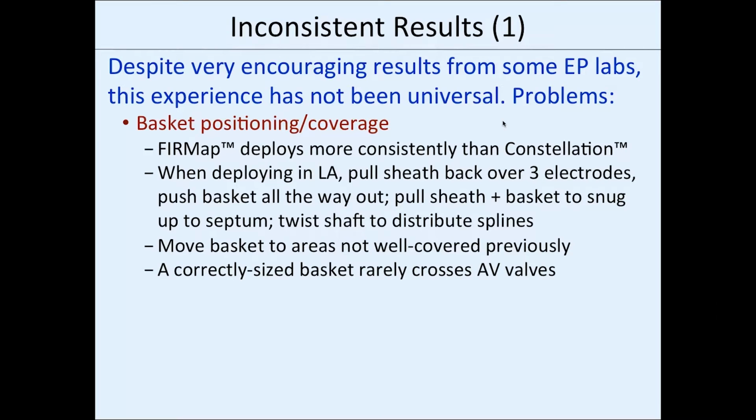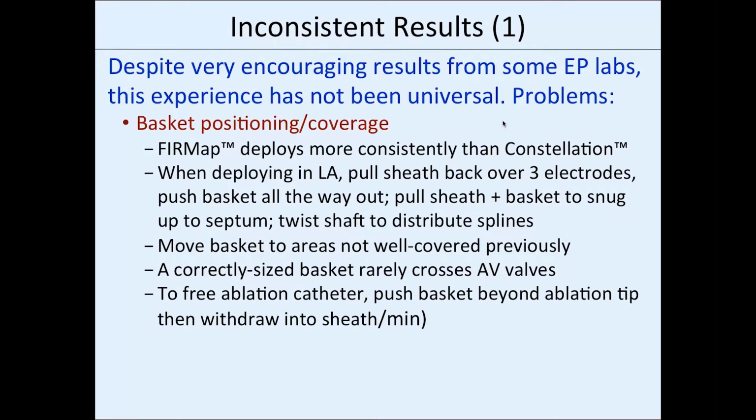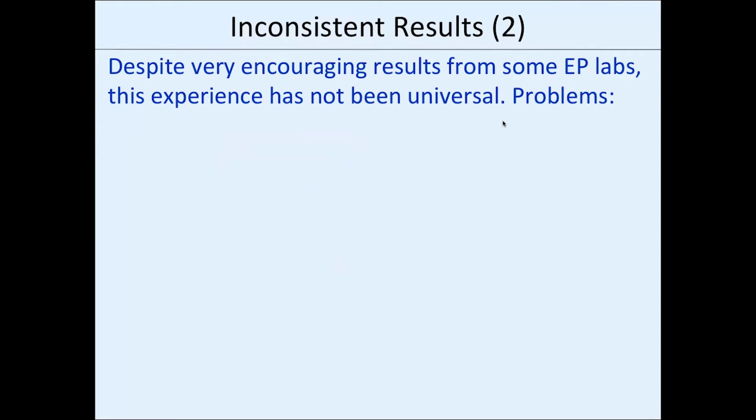A correctly sized basket will almost never go across the mitral or tricuspid valve. You can get it to do it, but it's not nearly as prone to doing that as the Constellation catheter was. And if the ablation catheter gets tangled up in the splines, it's usually a pretty simple matter to just push the splines further out, advance the basket catheter until the splines are beyond the ablation catheter, push the sheath over the basket catheter, and then pull the sheath back in. That works reasonably well.